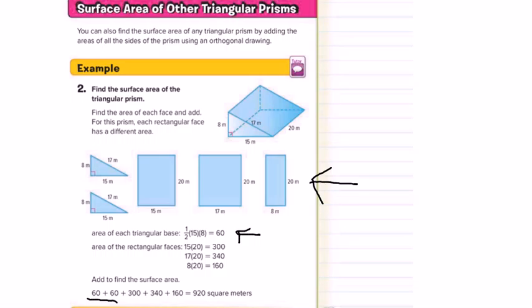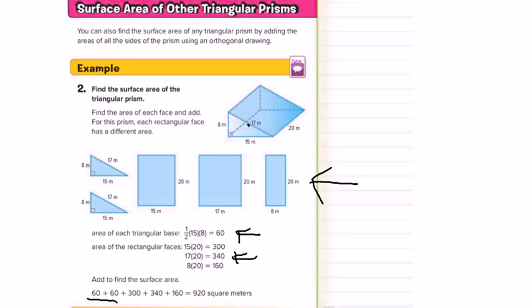Then I'm going to look at my rectangles, and you can look at the 3D shape or you can look at the drawing where they break it down. But if you look at this, let's say we have this top side first. If I look for my length and my width here, I can see that the length is 20 meters and the width is going to be 17 meters. So I'd have to do 17 times 20, which would give me 340.